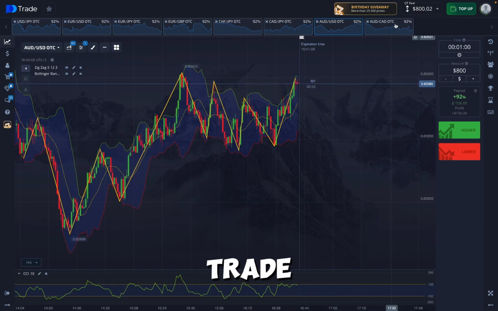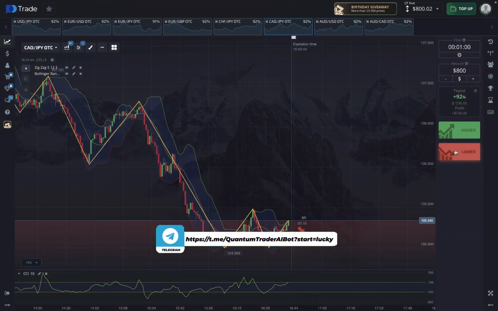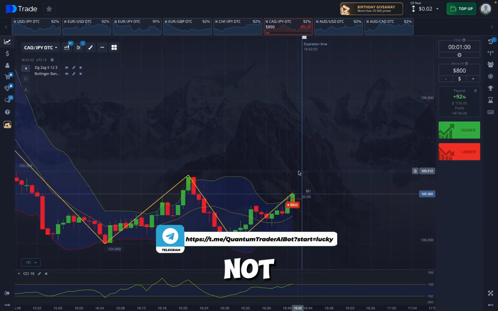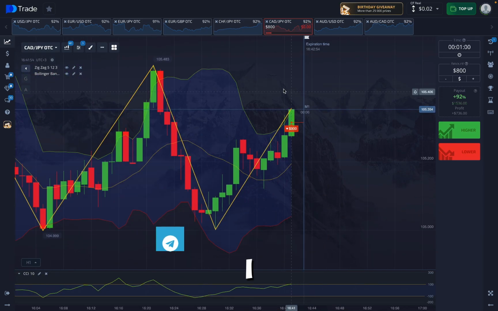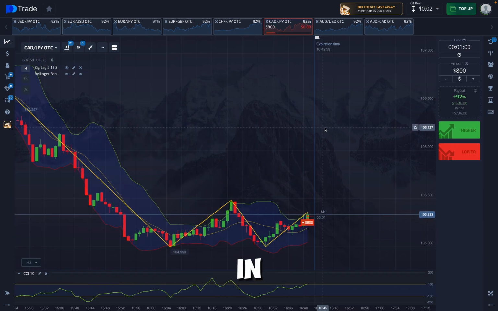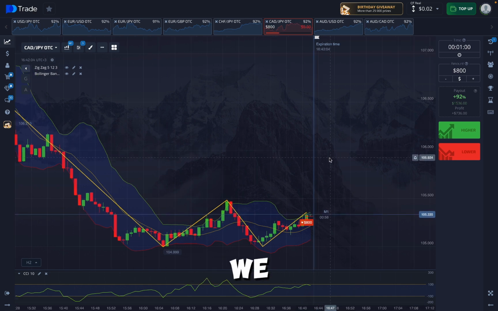Let's start with a trade of $800. And let's open a down trade here. It's not quite a good opening point. I wanted to open at the very formation of the maximum, but in general, I think that the further dynamics should be. Anyway, we will go down on the trend.